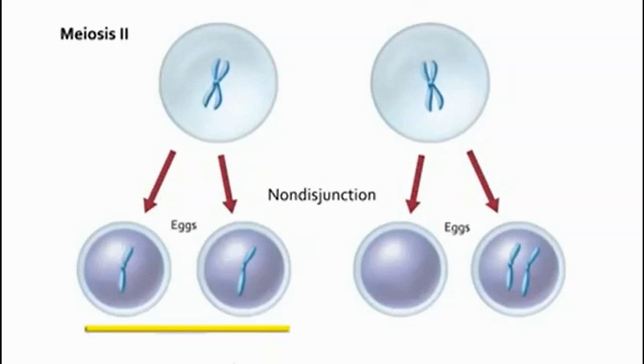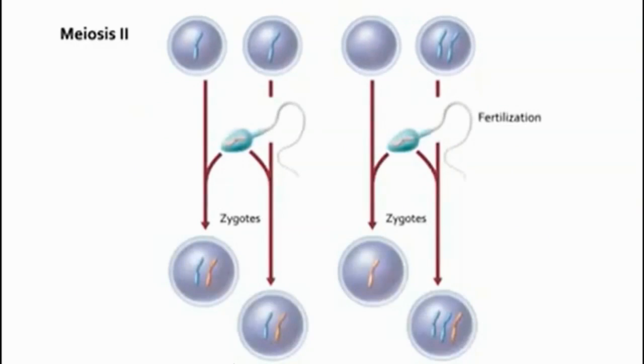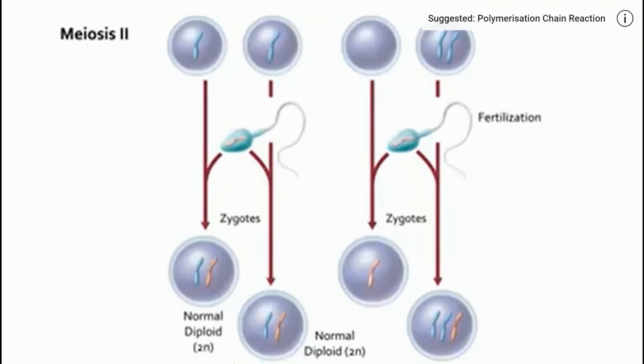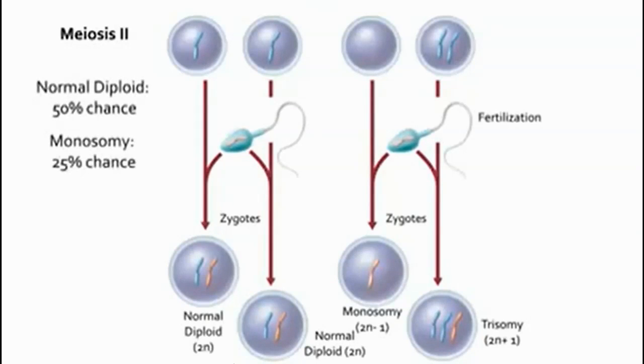Okay, let's look at meiosis 2. You can have a non-disjunction occur in meiosis 2. Notice that the eggs do not have the half set of chromosomes that they're supposed to have, and as a result, you have some normal gametes, but then you also have a resulting possibility of a monosomy or a trisomy when non-disjunction occurs in meiosis 2.